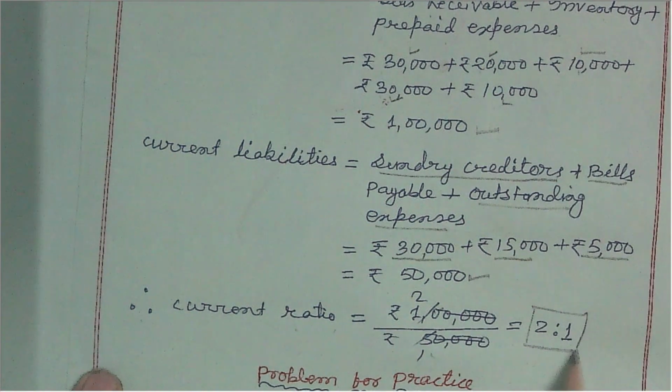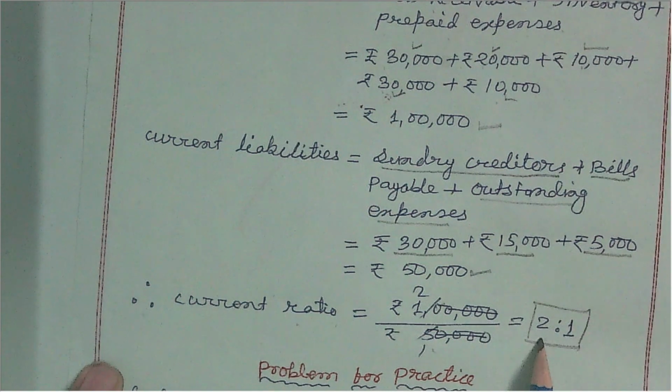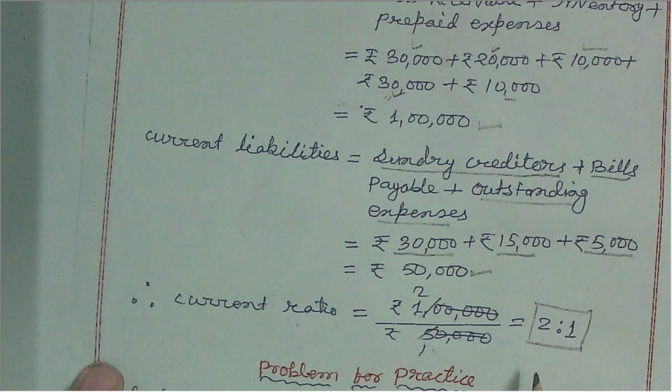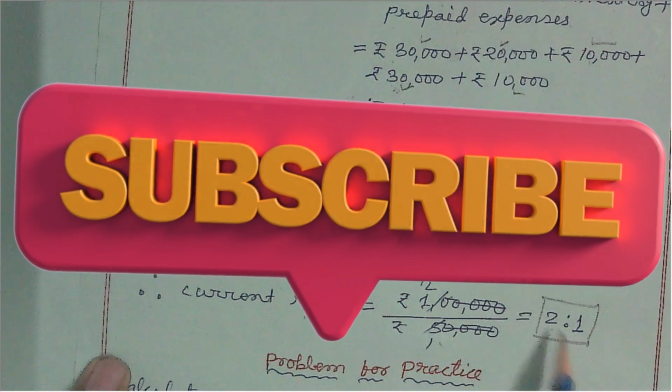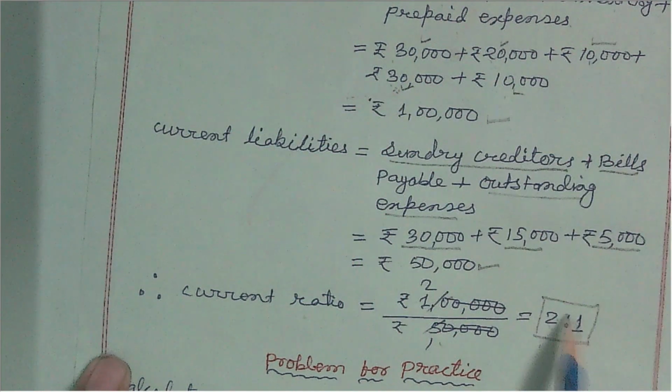So here is the ideal ratio of current ratio. This is the ratio every company has to maintain. So what is the ideal current ratio? The ideal current ratio is 2:1. So 2:1 is satisfactory. This ratio is to be maintained regarding current ratio.